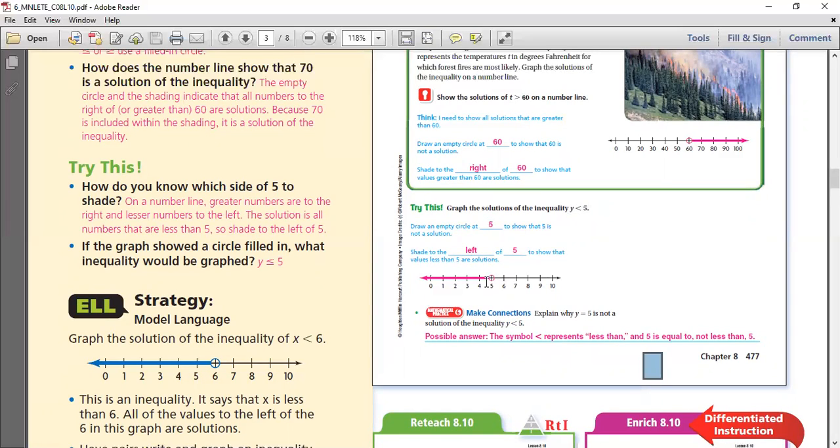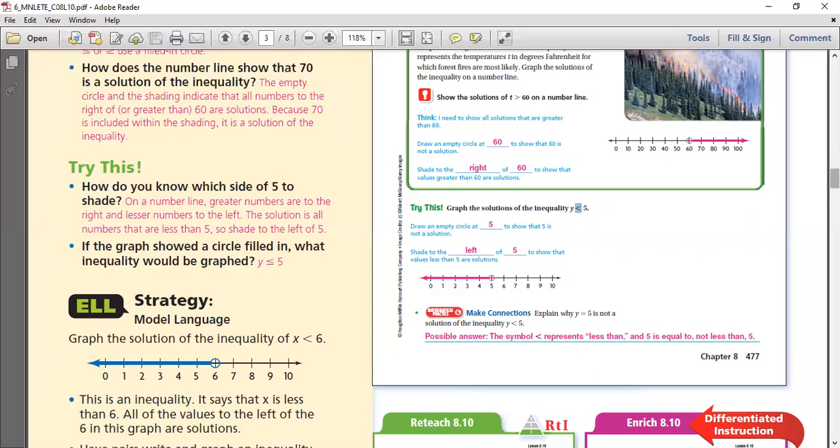So less than 5, which means you can see this arrow here. Which side is it pointing to? It's pointing to the left, so you will also draw the arrow to the left. So here's how you have to do it. We draw an empty circle at 5 to show that 5 is not a solution. Shade to the left of 5 to show that all the values less than 5 are the solutions, which means y can be 4, 3, 2, 1, 0, anything except 5 or anything more.